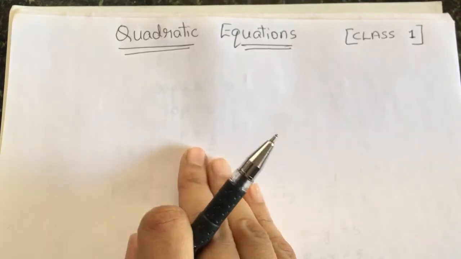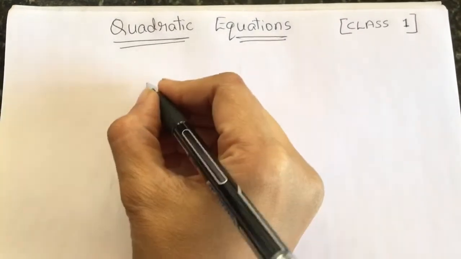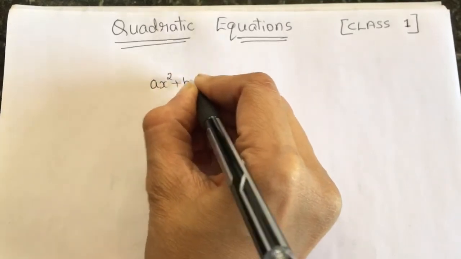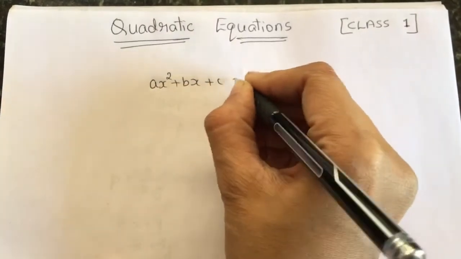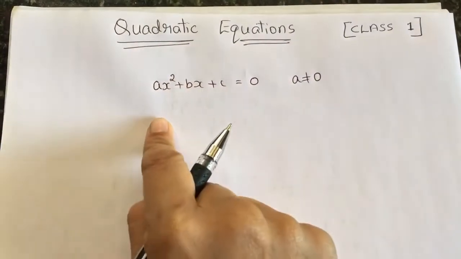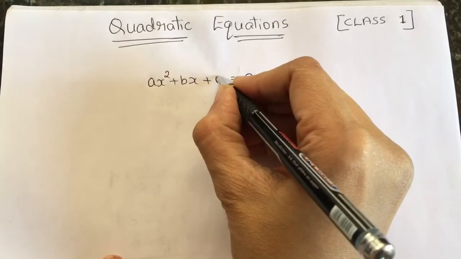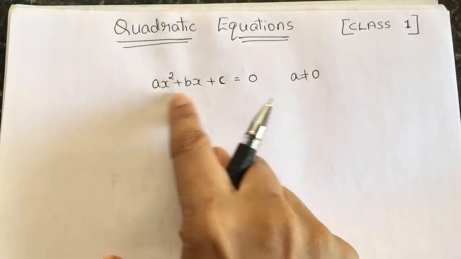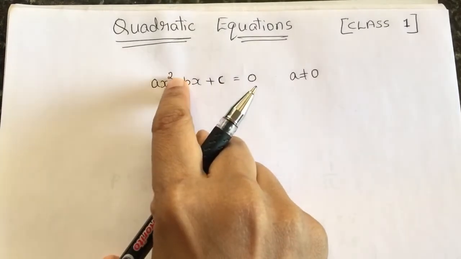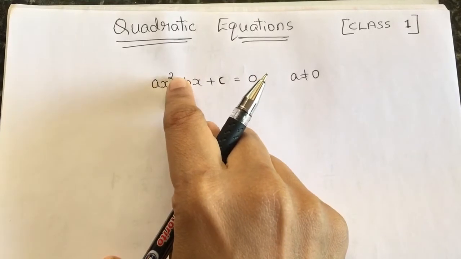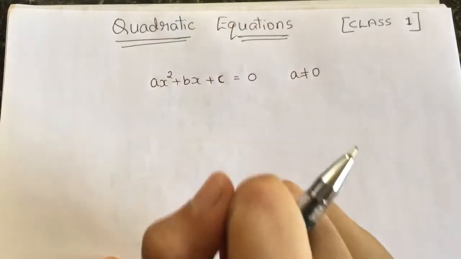We know a quadratic polynomial is a polynomial of the form ax square plus bx plus c, where a is not equal to 0. We can say it's a quadratic equation since it's equated to 0. It's an equation of degree 2, a polynomial of degree 2. Therefore, we call it a quadratic equation.